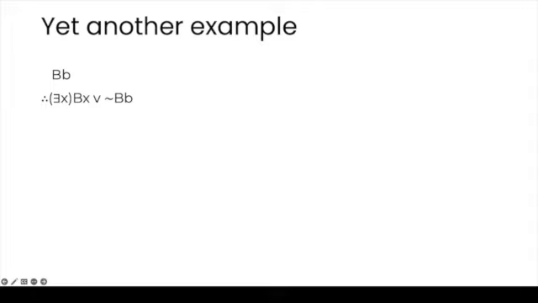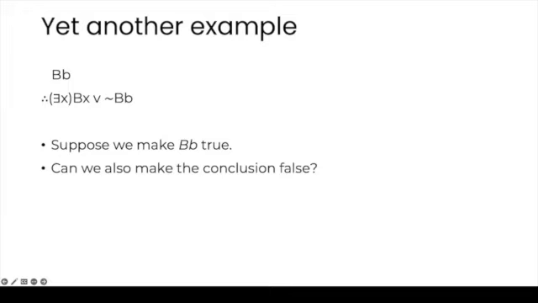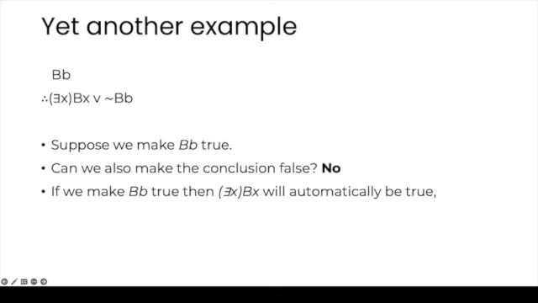Now consider this argument. Can we find a counterexample for it? Suppose we make BB, the premise, true. Can we also make the conclusion false? No. If we make BB true, then there is an X BX will automatically be true. And so there is an X BX or not BB will also be true.